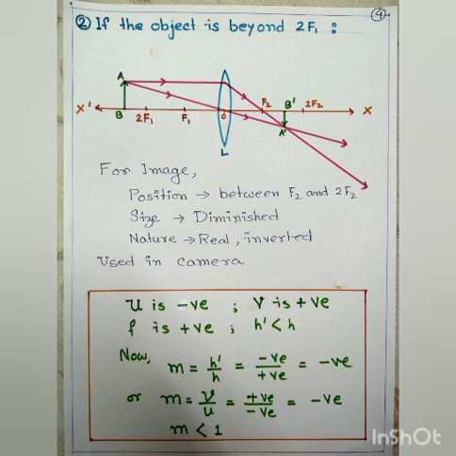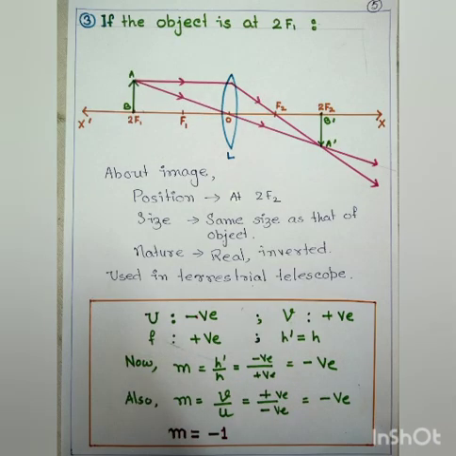And if you follow the other formula, that is m equals v by u, then also you will get magnification is negative. And here magnification will be only less than 1. Now next we will consider the third situation, that is if the object is at 2f1, means double of the first principal focus, at 2f1.